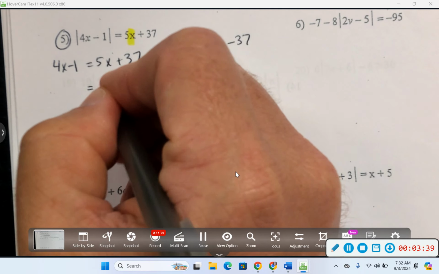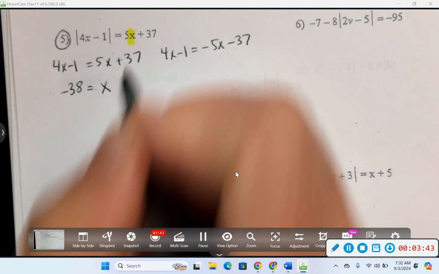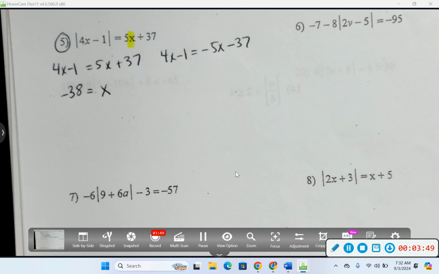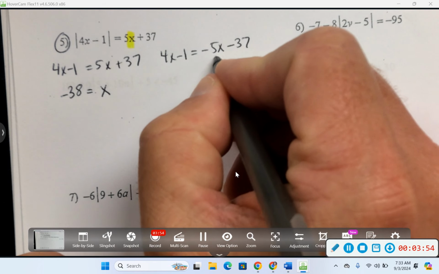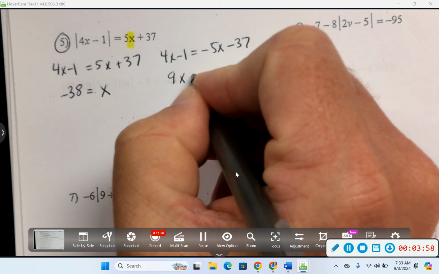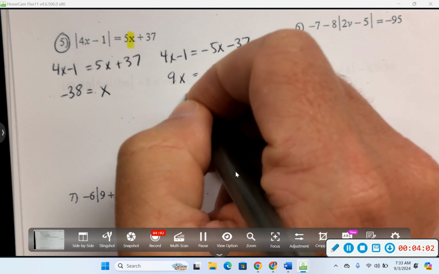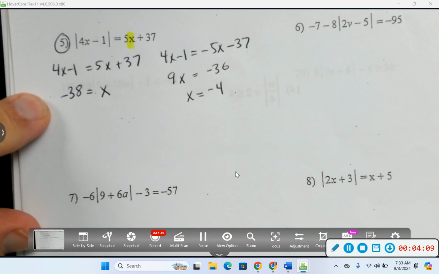So subtract 4x over, subtract 37. It's going to be fun to check. 4 times 38. We'll worry about that one in a minute. On this side, if I add 5x to both sides, I get 9x. Add 1 to both sides, I get negative 36. Well, at least I got one nice number to mess with. Negative 38.